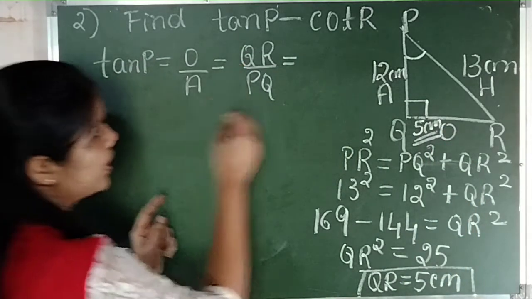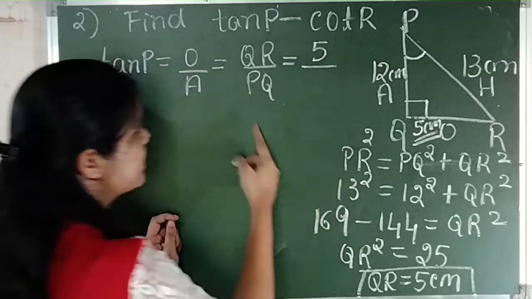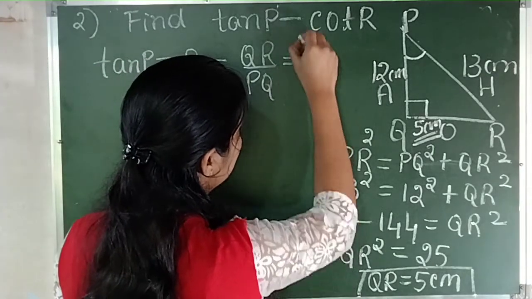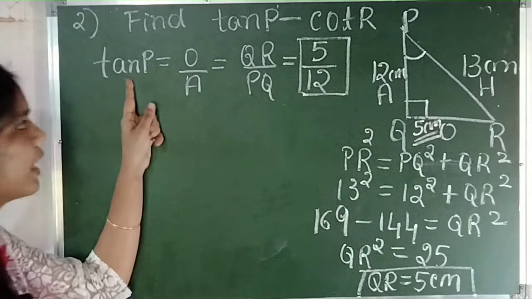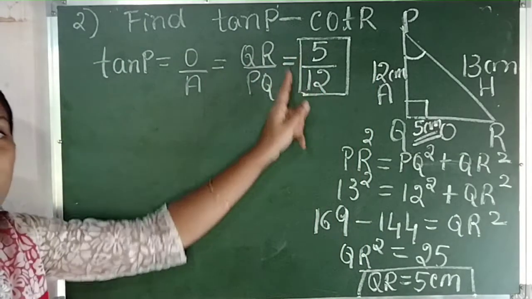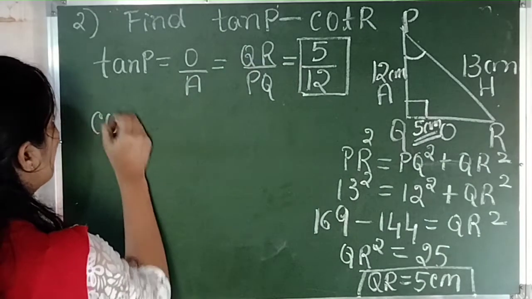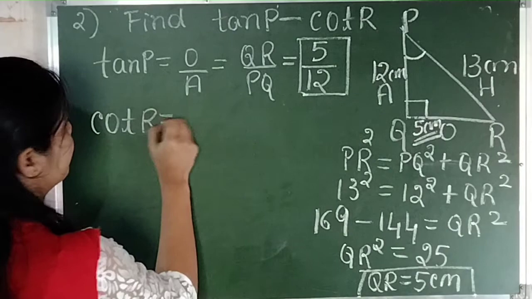Now we can substitute here. QR is 5 centimeter and PQ is 12 centimeter. So we got the value of tan P to be 5 by 12. Now the next step is to find the value of cot R.